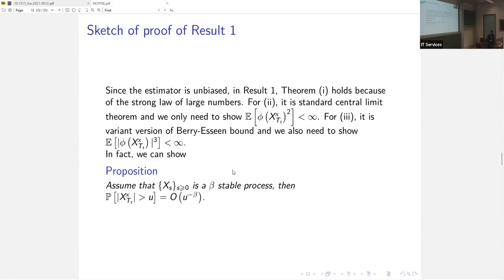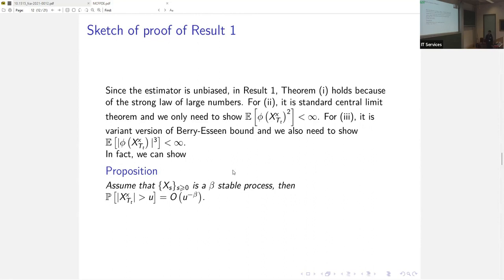Okay, to prove the second moment is finite or the third moment is finite, in fact, we have this proposition. Assume that the stochastic process X is a beta-stable process. Then the tail of X at the stopping time T has this order. So with this tail, we only need to control the function phi. We only need that it does not grow too fast. Then it has a finite second moment or finite third moment.